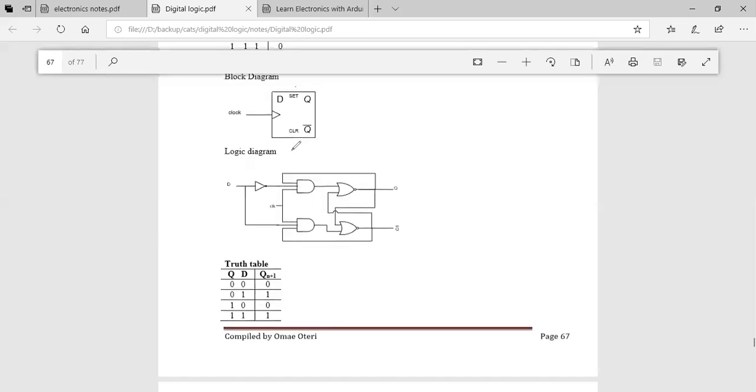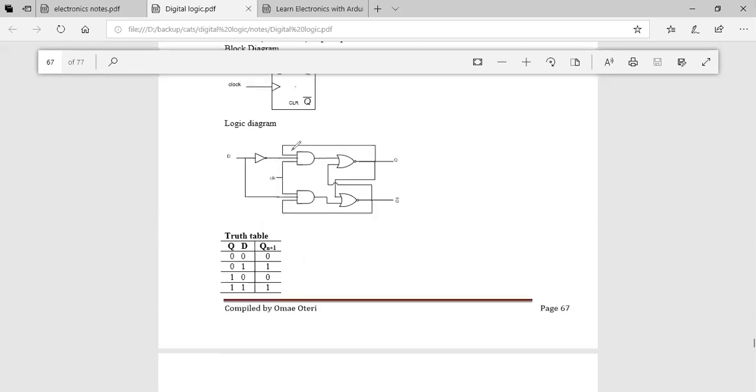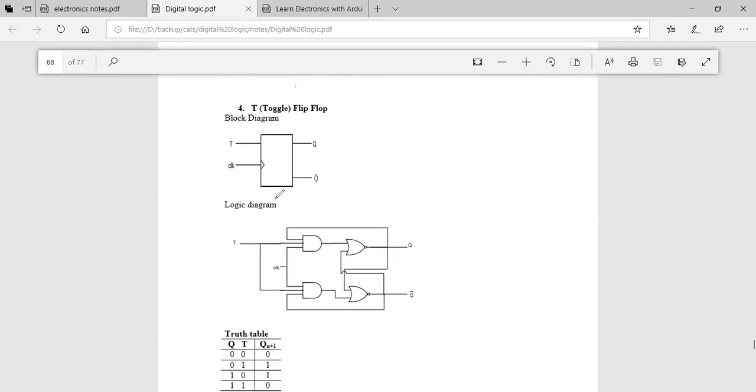Just look at the two devices. Just look at that one and look at the next one. K is not inverted. Please know that there's no inverter in that. There is an inverter here. Down here, there is no inverter.